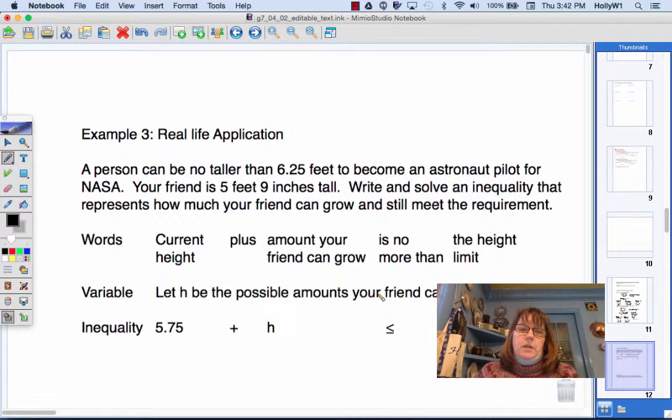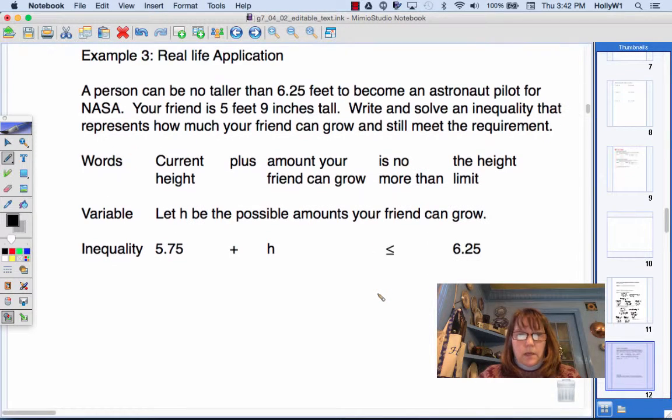So here's a real life application. And this one is kind of a pain because it says a person can be no taller than 6.25 feet to become an astronaut pilot for NASA. Your friend is 5 feet 9 inches. Write and solve an inequality that represents how much your friend can grow and still meet the requirements.